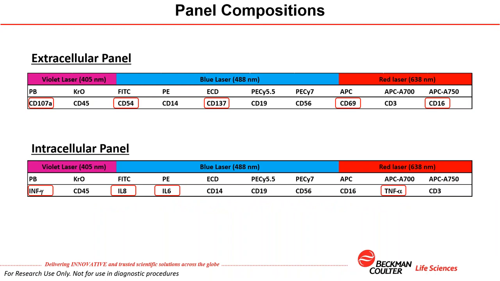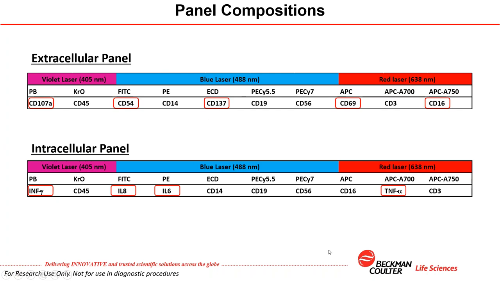These are the compositions of the two panels that we've been using in this study. On the top, with the extracellular panel, you can see first all the gating markers, CD45, CD14, CD19, CD56, and CD3, that basically enable us to identify all the immune cells of interest. And then bracketed in red, you can see all the different activation markers that we've been using in that case: CD16, CD69, but also CD107A, CD54, and CD135.